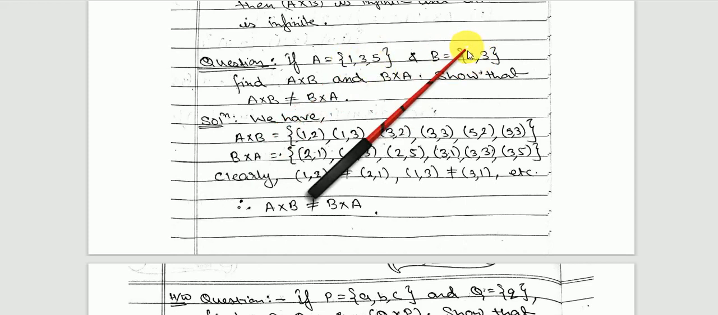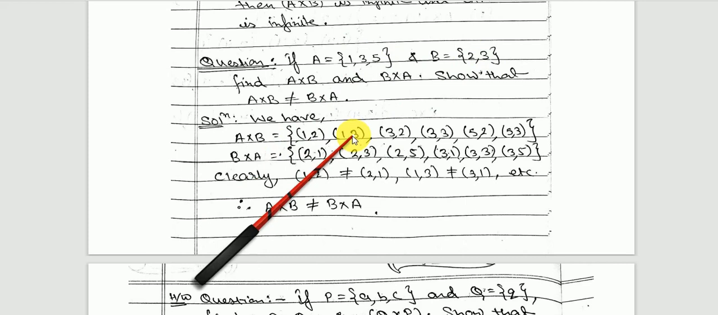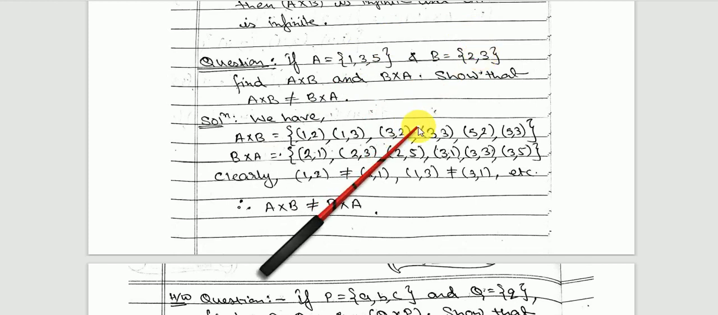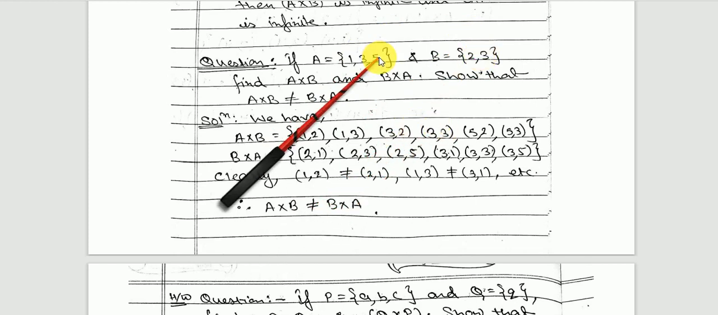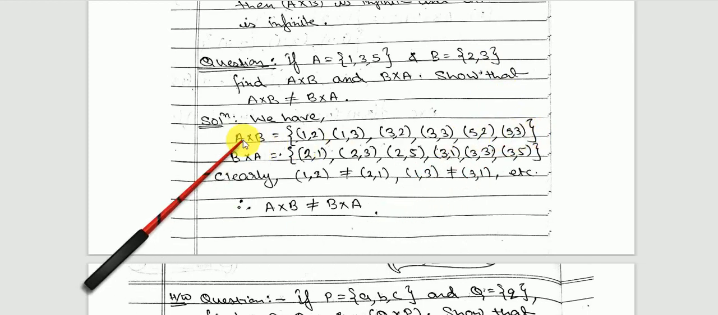So 1 comma 2, 1 comma 3. Okay, so we got these ordered pairs. Then we'll take the next element: 3 comma 2, 3 comma 3. We got the ordered pairs. Then 5 comma 2, then 5 comma 3. So we got all the elements of this Cartesian product A cross B.